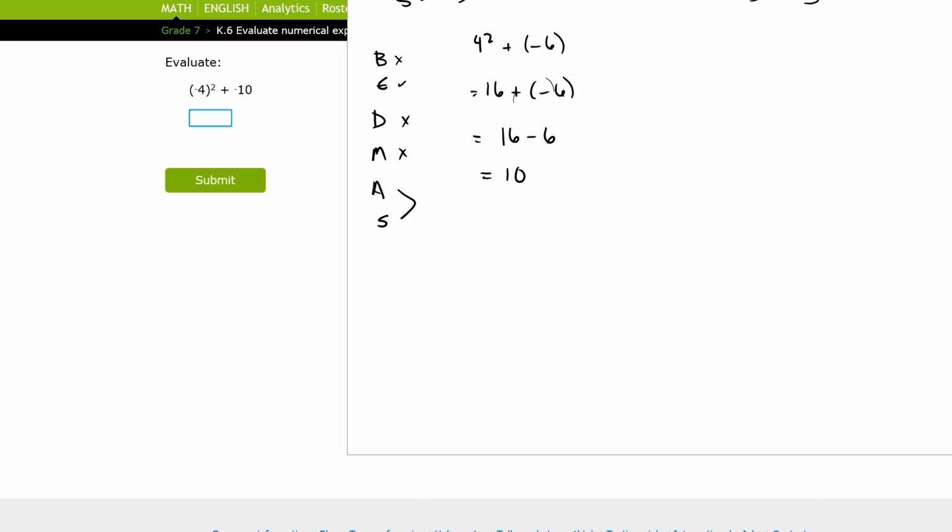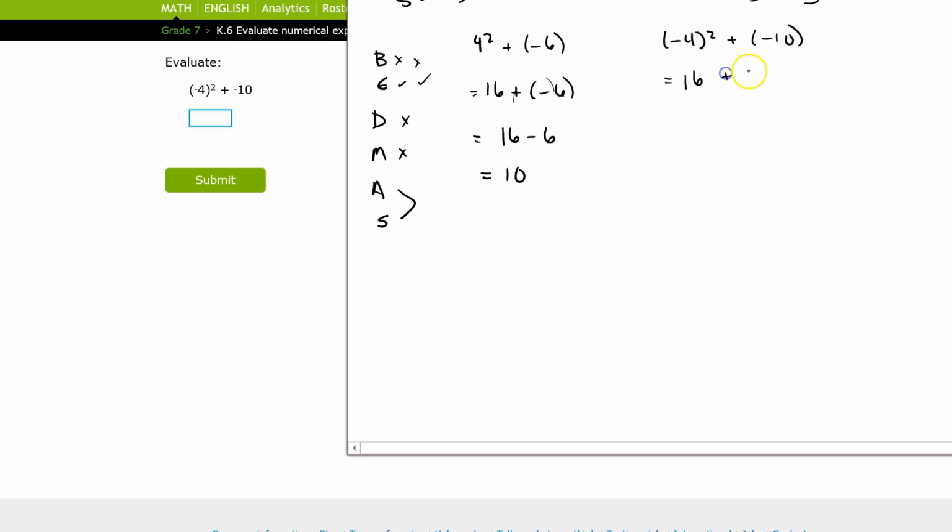So here's a bit more of a spicier meatball. So this is -4 squared plus -10. So there's nothing in the brackets. We do have exponents. -4 times -4, or -4 squared, is going to be 16. Remember, because the base is -4, plus -10. No division, no multiplication. We need the adding and subtracting. 16 plus -10 becomes 16 minus 10. 16 minus 10 is simply 6.